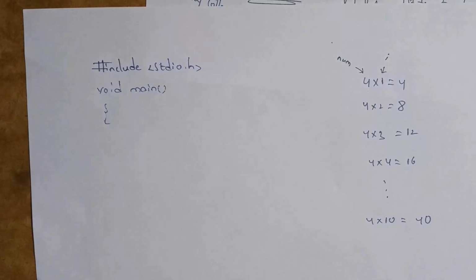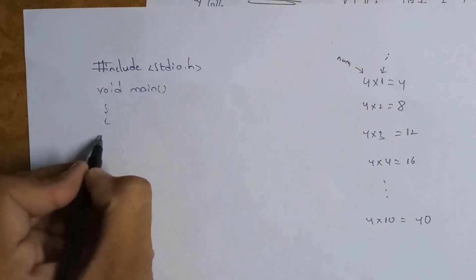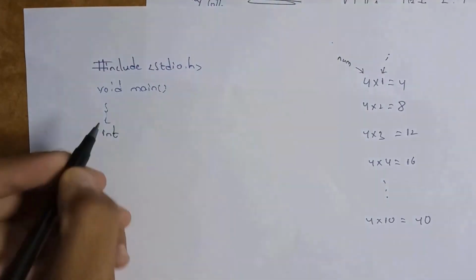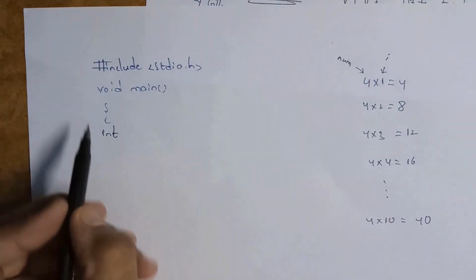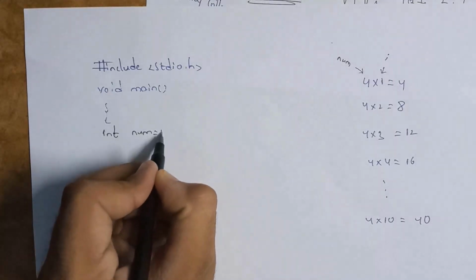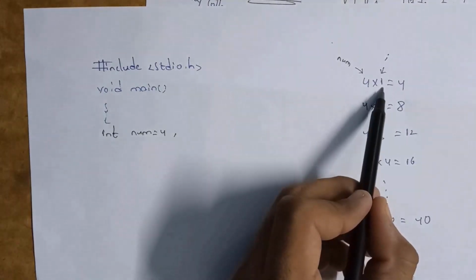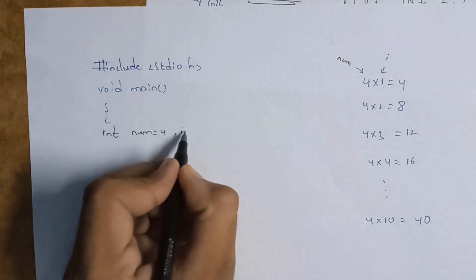For example, let the variable name be i. So here I am taking 2 variables. One is for number 4 and another one is for number 1 to 10. So here you need to write int. These both are integers. So here I need to write int num = 4, comma. Here i value starts from 1. So here I need to take i = 1.